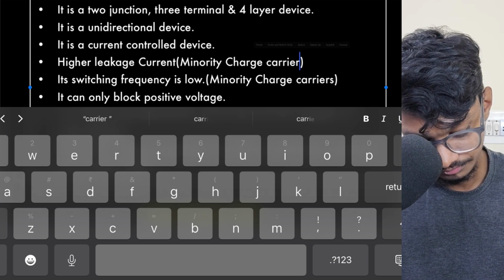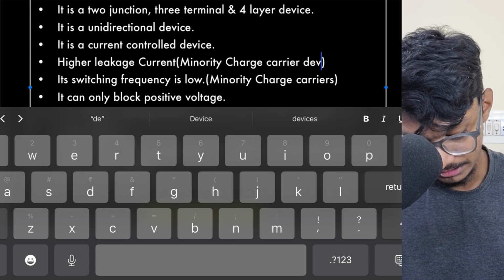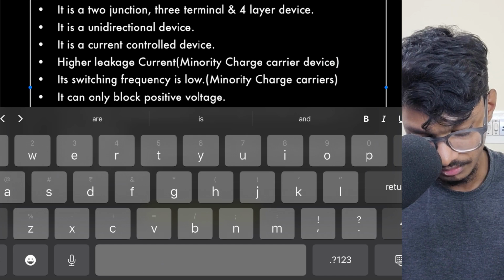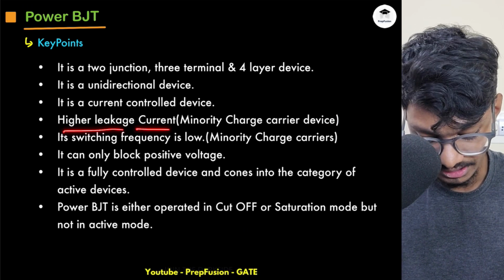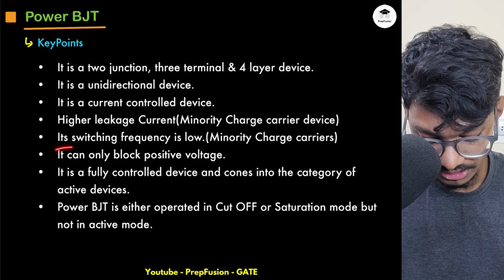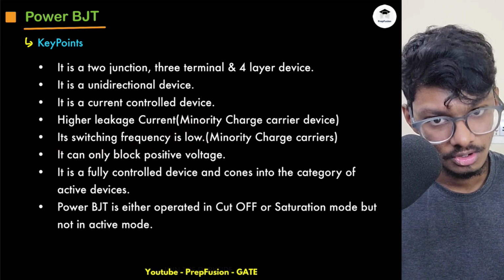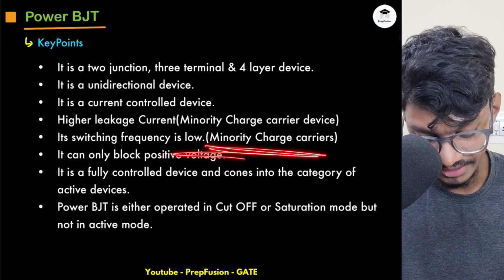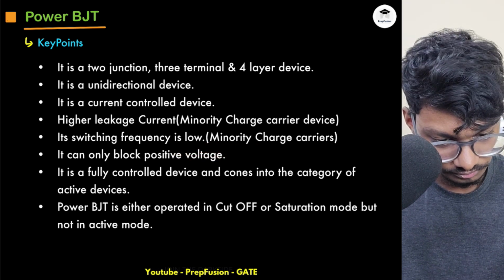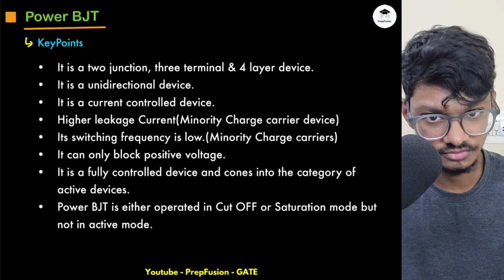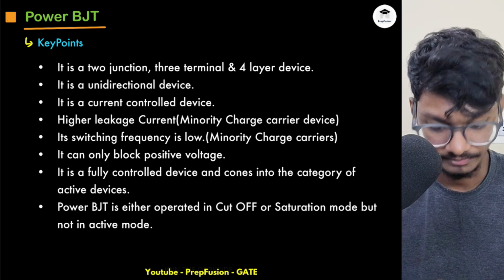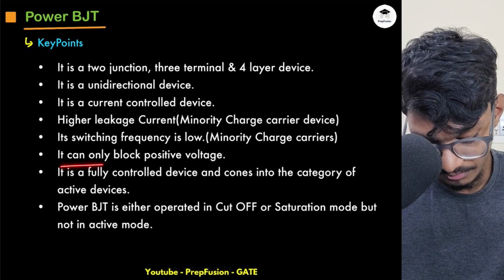Because both electron and hole support the flow of current. So there is higher leakage current as it is a minority charge carrier device. Its switching frequency is low. Why? Because it is a minority charge carrier device, and there is a storage of charge as well, right? There is a PN junction. That's why. Now, it can block positive voltage.